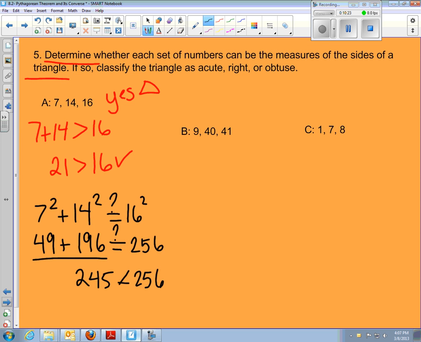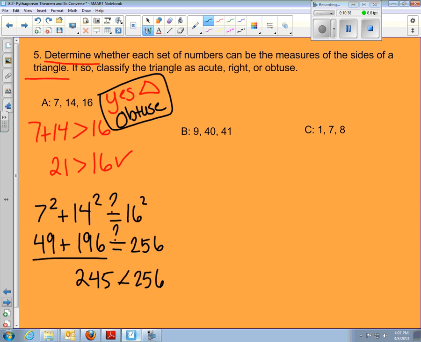So here we're thinking about it. My hypotenuse is big. The triangle that's big is going to be that obtuse triangle. So we have an obtuse triangle here with problem 5A.